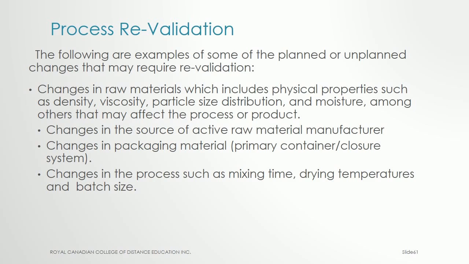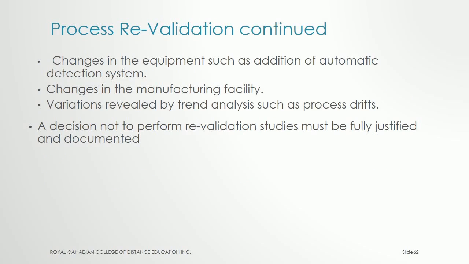Changes in the process such as mixing time, drying temperatures and batch size. Changes in the equipment such as addition of automatic detection system. Changes in the manufacturing facility. Variations revealed by trend analysis such as process drifts. A decision not to perform revalidation studies must be fully justified and documented.